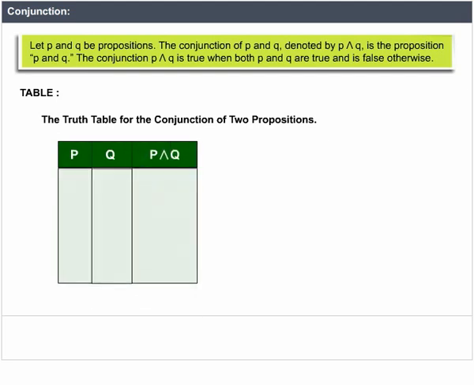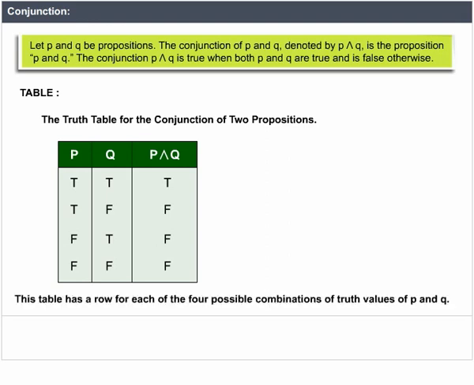We're going to see row by row. First row, P represents T, Q represents T, then P and Q is T. Second row, P represents T, Q represents F, then P and Q represents F. Third row, P represents F, Q represents T, then P and Q is F. Fourth row, P represents F, Q represents F, then P and Q is F.